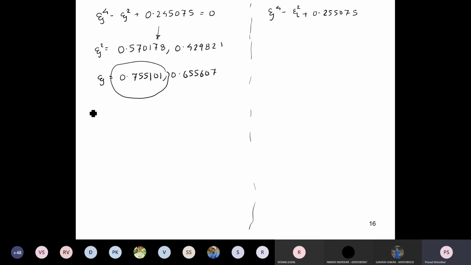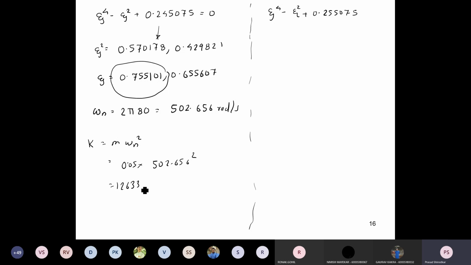Alright. So omega n is equal to twice pi into 80, so that is 502.656 radians per second. K is equal to m into omega n square, so that is equal to 0.05 into 502.656 square, so that is equal to 12633.1527 Newton per meter.